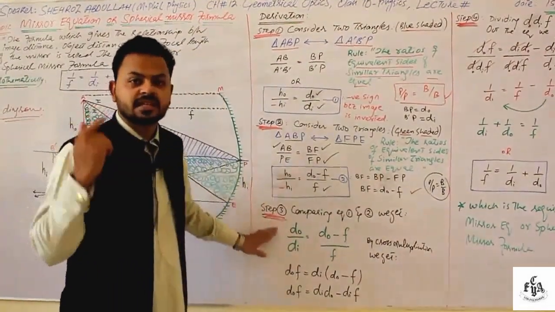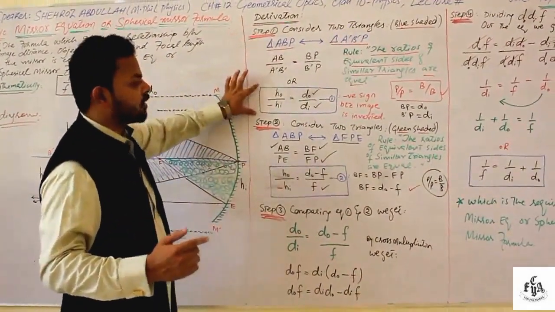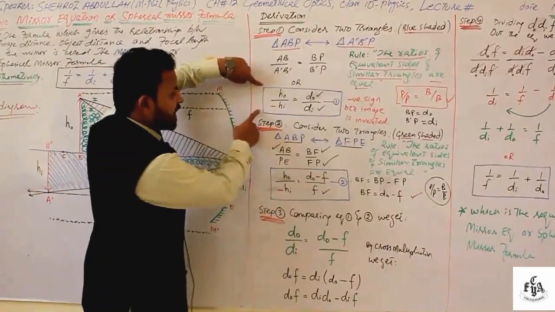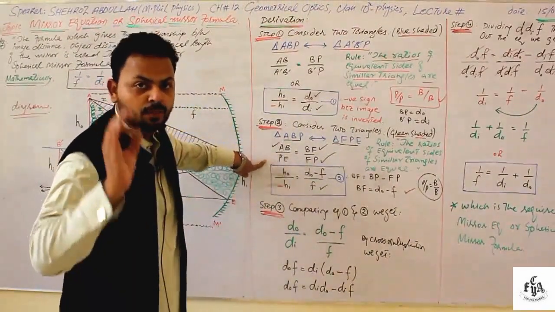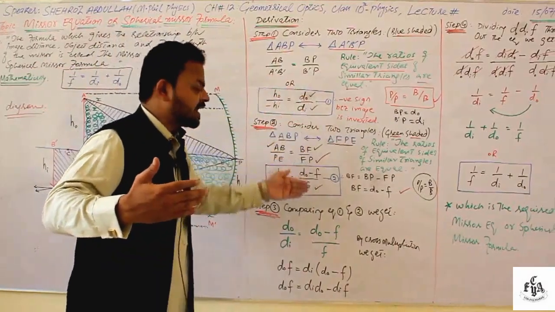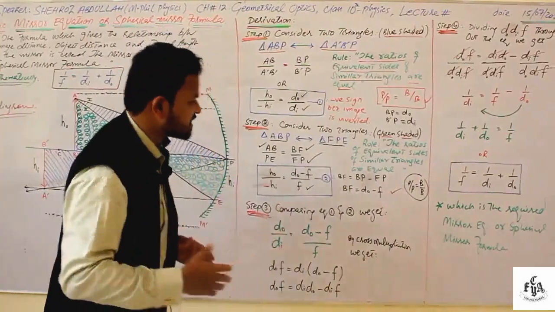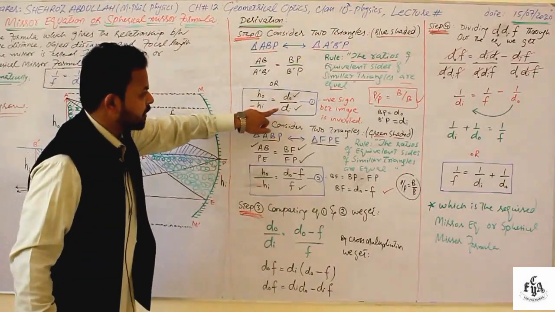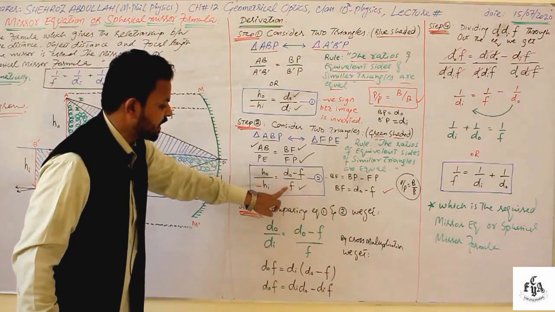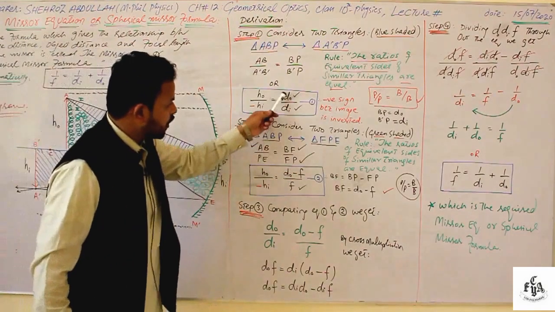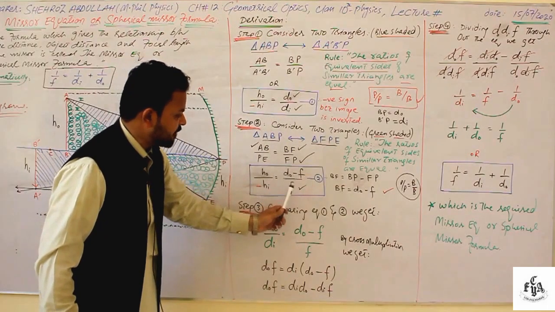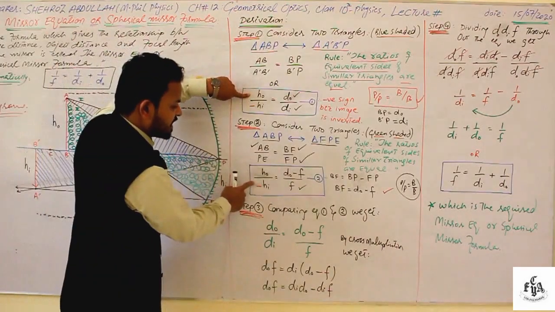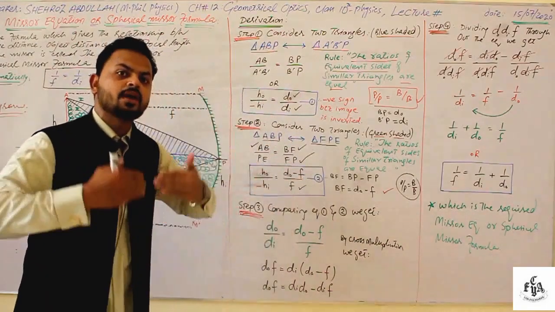Now let's come towards step number 3. In step 1 we got this equation, in step 2 we got this equation. If you see, the left sides of equation 1 and equation 2 are equal, so automatically we can say that their right sides will also be equal. This is the transitive property. Comparing equations 1 and 2, we get d naught divided by di is equal to d naught minus f divided by f. I have written the same equation over here. The left sides are equal, so automatically the right sides will also be equal.